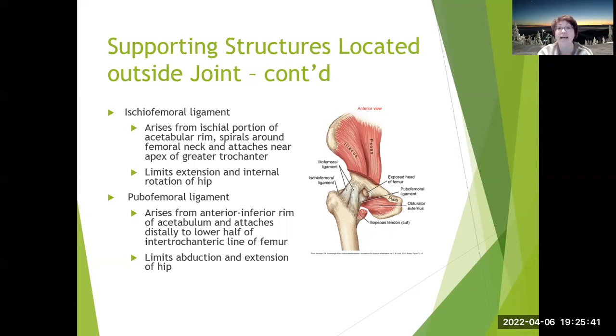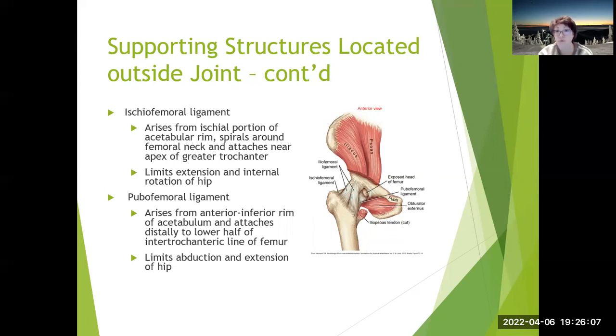And if you look at the line of the ligament, you can see how it would limit internal rotation of the hip. It's a little bit posterior. So in order to internally rotate, the anterior surface of the bone has to move medially towards the midline of the body. And that ligament is opposing that action. So it limits extension and internal rotation.